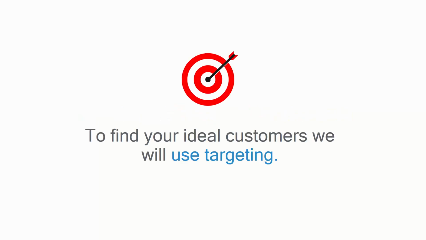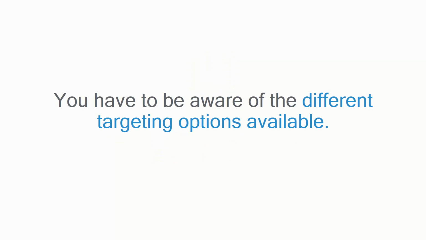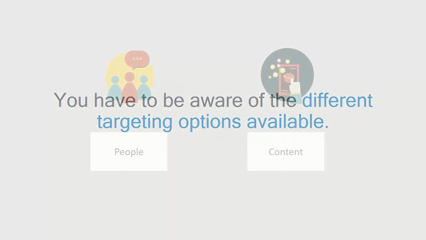In this lesson, you will learn how to get targeted customers with YouTube ads, so that you can capture more leads and make more sales from people that want to view your ads. To find your ideal customers, we will use targeting. You have to be aware of the different targeting options available in YouTube ads. In this training, you will learn how to research the targeting and set it up in your campaign so that you get good results from the start.